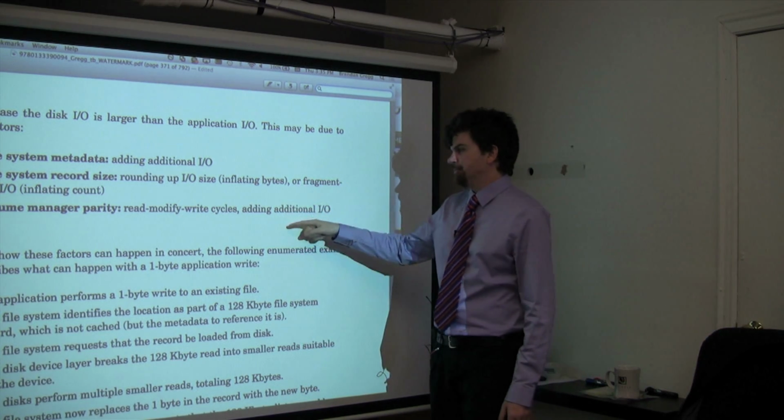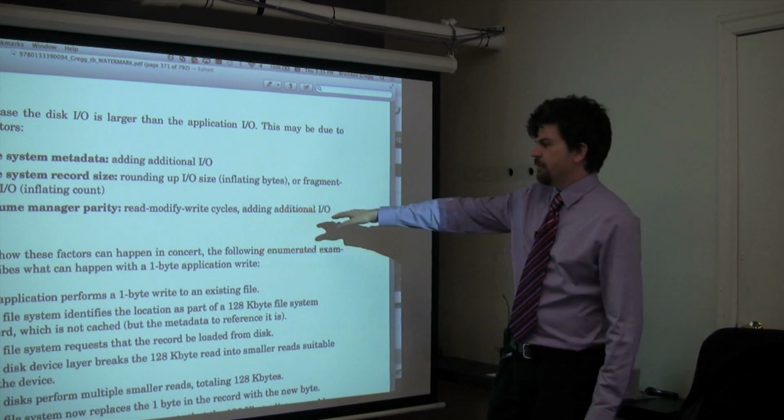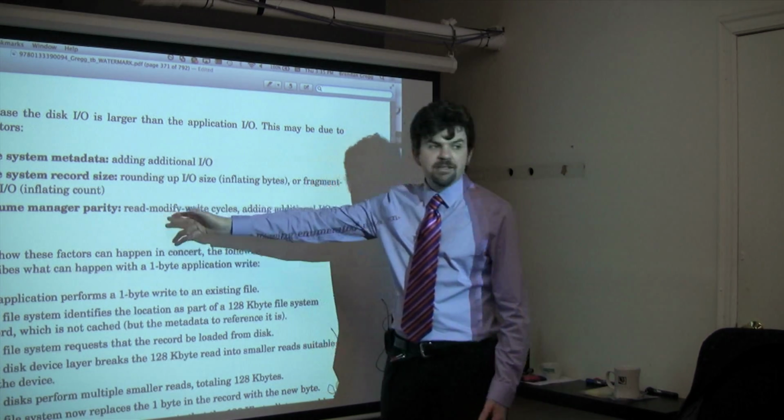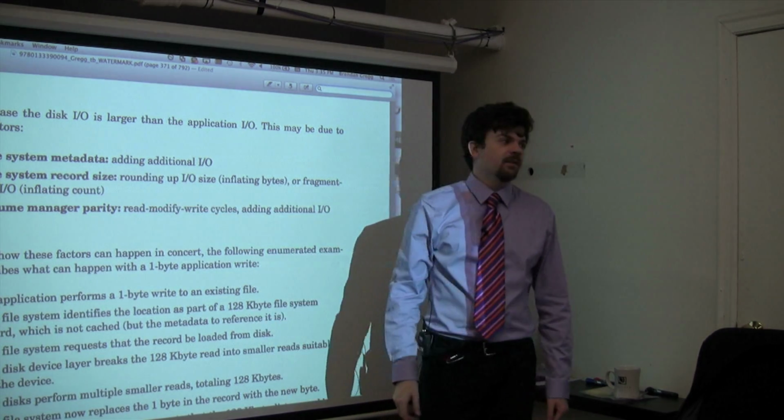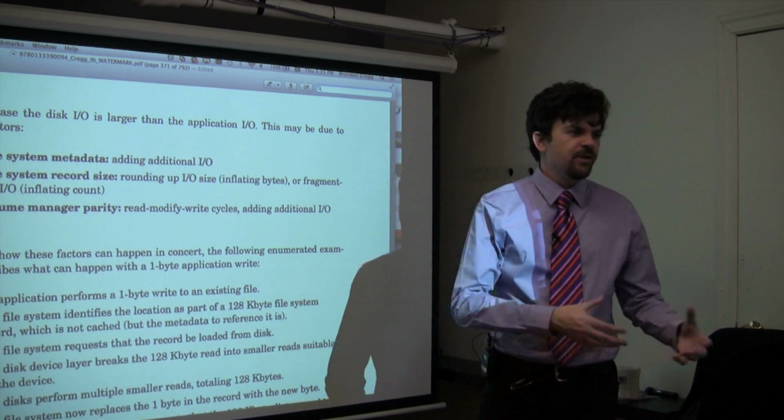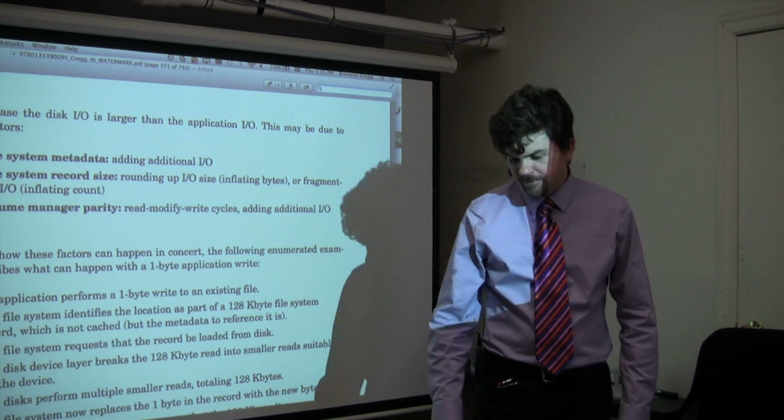Volume manager parity. You may have a software volume manager like ZFS's double parity RAID, and it's doing a read-modify-write cycle. And so that's causing more disk I/O than you really expect.